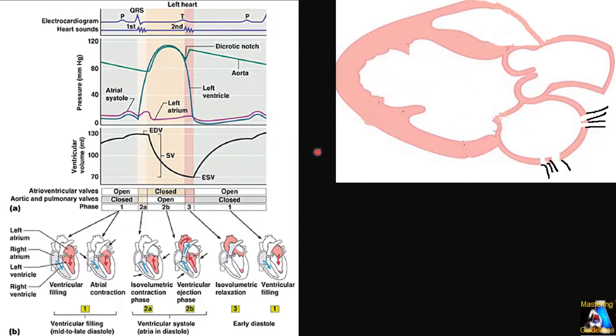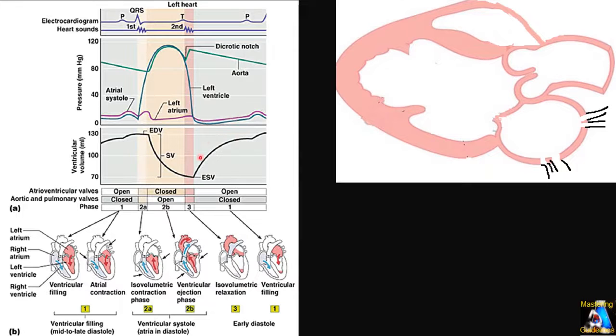That we call early filling or rapid filling, which corresponds to after the T wave, at this level. In a normal situation, over 80% of left ventricle filling happens at this level, early or rapid filling, where there is no active process in that event. When the left ventricle starts filling, the pressure little by little becomes even.